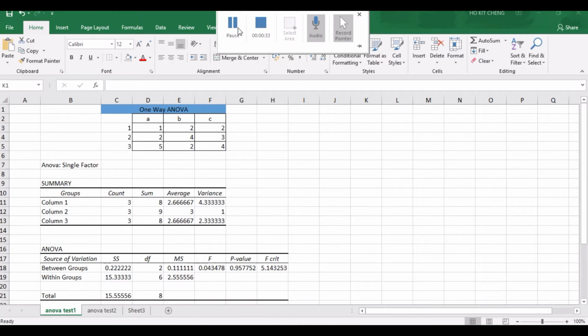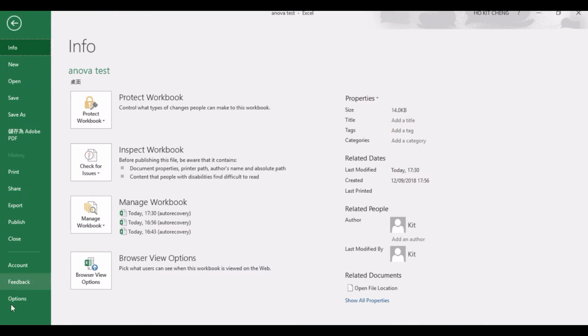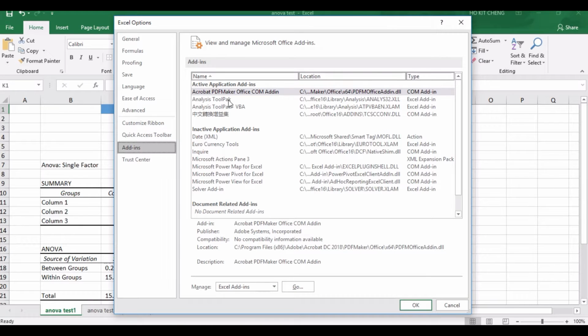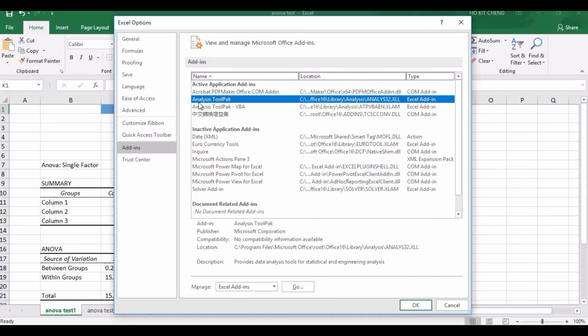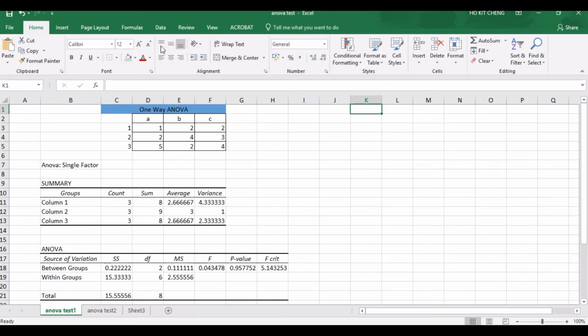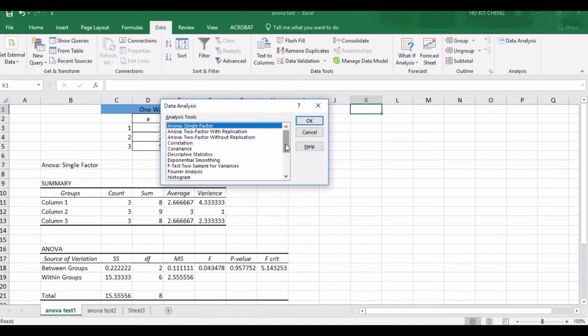First of all, we need to open the Excel file and build some settings. First, we press File and Options and choose Add-ins. Here we can see that there is an Analysis ToolPak, and we need to tick two boxes, including Analysis ToolPak and Analysis ToolPak VBA. After that, we can see the Data column and we can find Data Analysis here.